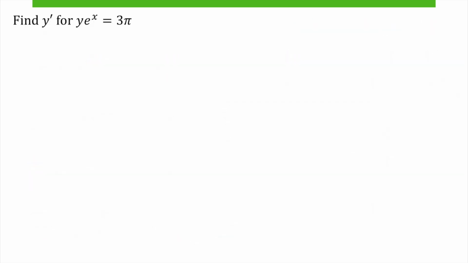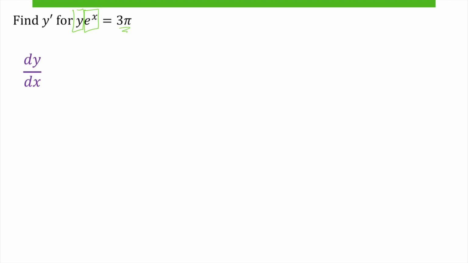Next one, find y prime for y e to the x equals 3 pi. Again, let's get to know the equation in front of us. On the left, we have two functions being multiplied together, so we'll have the product rule. And on the right is 3 pi. Pi is a number, so 3 times pi is still just a constant.